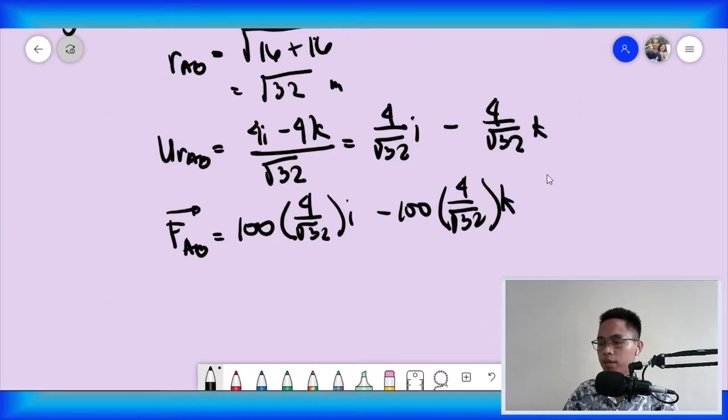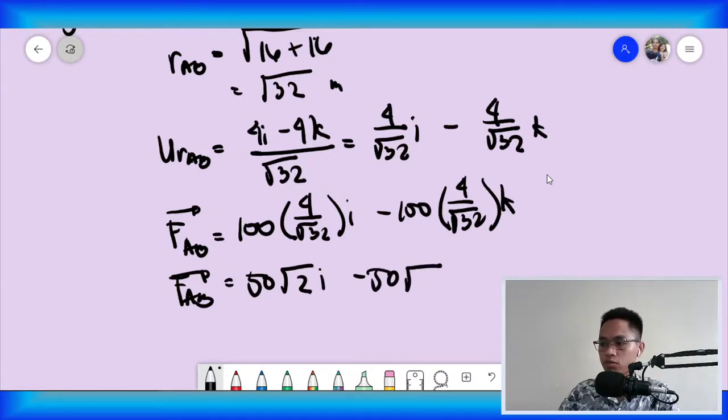Therefore, based on the diagram, there is no y component in FAB. Its y is 0. So, therefore, this would be 100 times 4 over square root of 32. This would be 50 square root of 2 i minus 50 k. The same. This would be square root of 2. Okay, so we have FAB automatically.